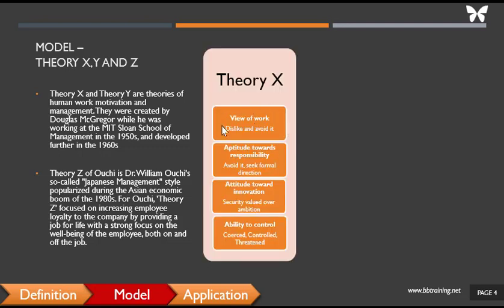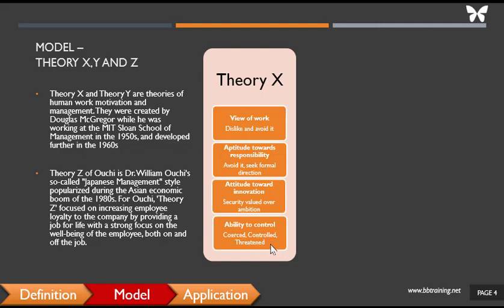Theory X. The view of work is that people dislike and avoid work. Theory X says nobody likes to work, they just like to avoid and dislike work. Attitude towards responsibility: nobody wants to take responsibility, and they seek formal direction. And the attitude towards innovation: nobody wants to innovate, security is valued over ambition. So Theory X says that people don't want to move out of line, they like the line, they want to stay in the line, and hence they would not even innovate because that will take them out of their comfort zone. The ability to control: people must be controlled and threatened.